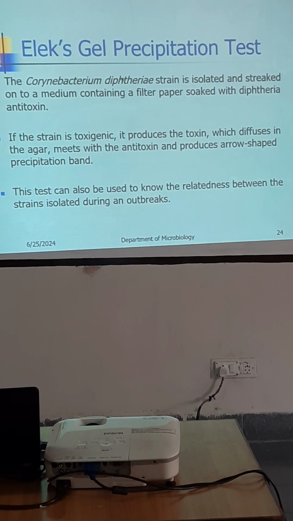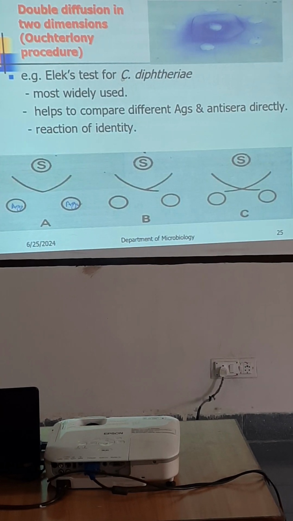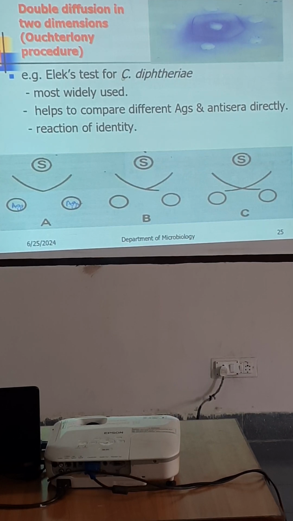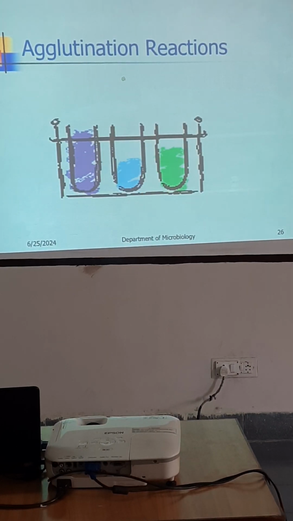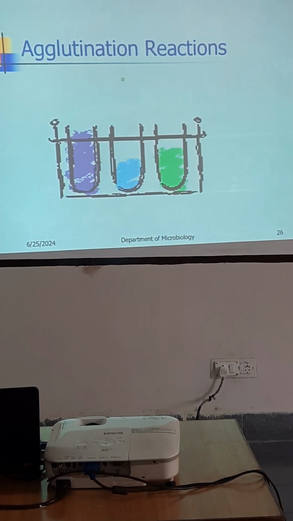So this is the Elek precipitation test, a double diffusion in two dimensions, which is an Ouchterlony procedure. A good example is the Elek gel precipitation test for Corynebacterium diphtheriae. It is the most widely used test and helps to compare different antigens and antisera which are identified. Next, we are not taking all the things, we are taking a few examples.